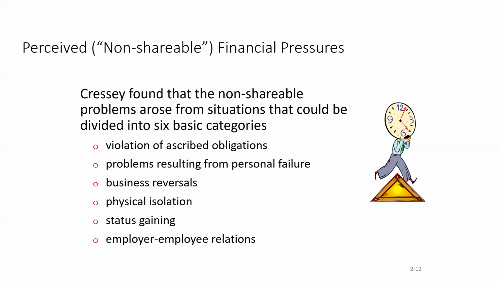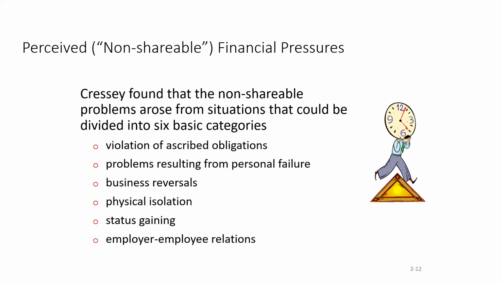Status gaming is the fifth category relating to status. So this is like an extreme version of keeping up with the Joneses. So in this category, offenders are concerned with maintaining their status, not admitting failure, keeping up appearances. But here the offenders are motivated by a desire to improve their status. So it's not just that I want to keep the status quo, but I want to improve my status.